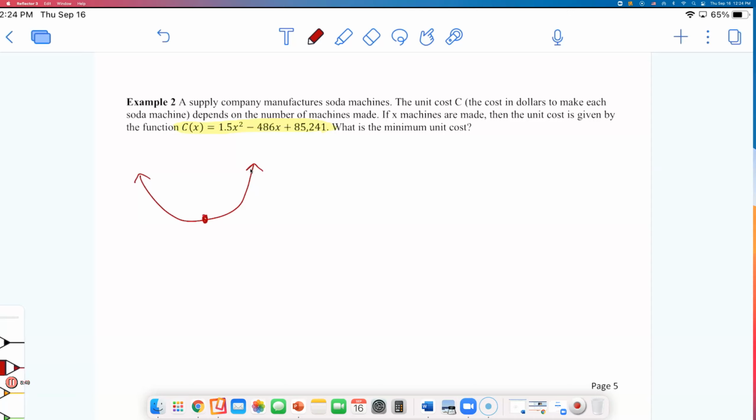So this is a point where they will have the minimum cost, the lowest cost in dollars to make each soda machine. All right. Let me read what they want. What is the minimum unit cost? Here is the keyword. Whenever they ask you to find a minimum or maximum in a quadratic word problem, find the vertex.